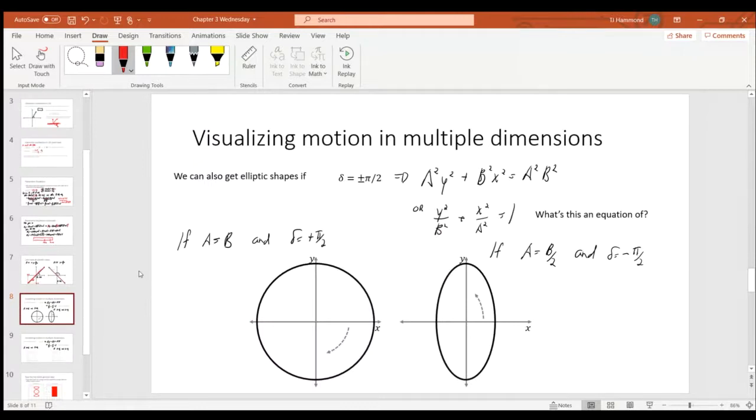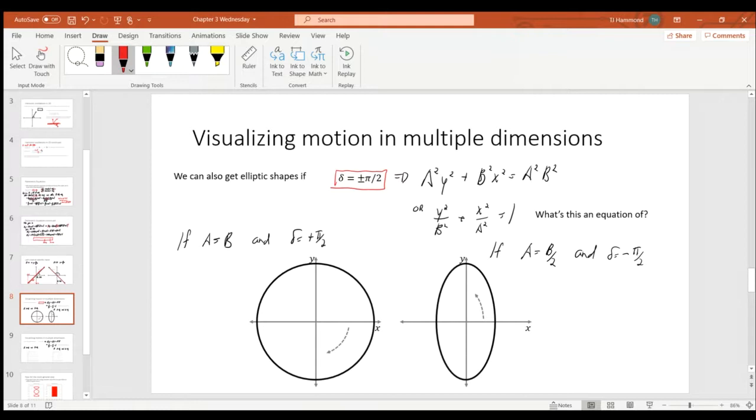We can also have this going in more interesting shapes. So if we take delta is equal to plus or minus pi by 2, then what we get for the equation is a squared y squared plus b squared x squared is equal to a squared b squared, or you divide by a squared b squared and you get y squared over b squared plus x squared over a squared is equal to 1. And what's that equation of? Well, you can see what these objects look like.